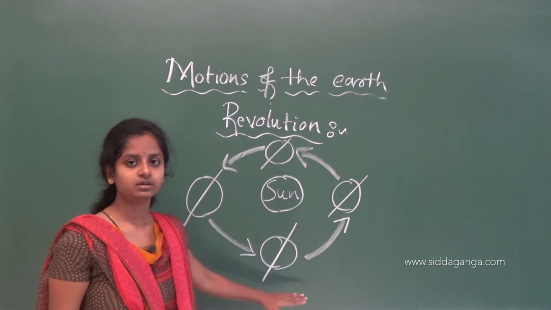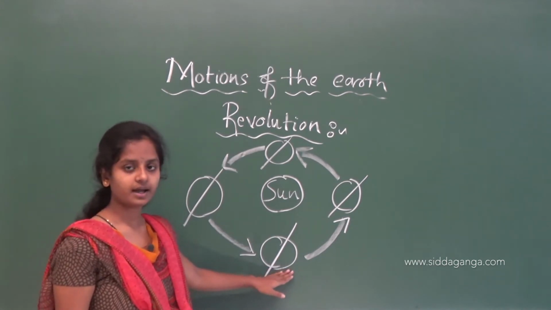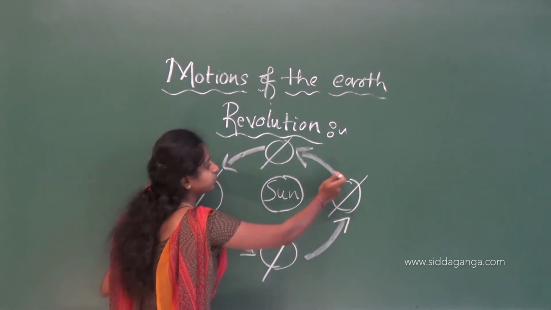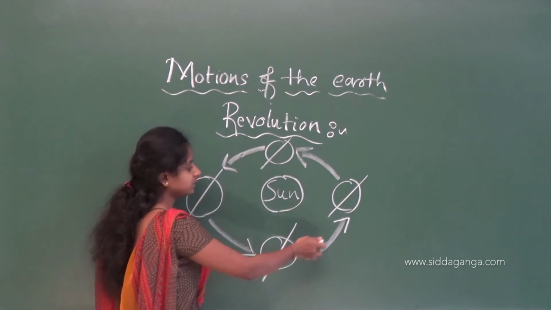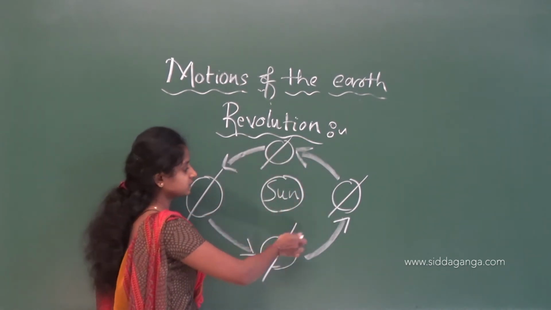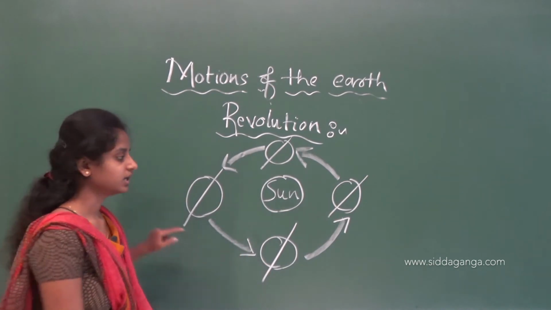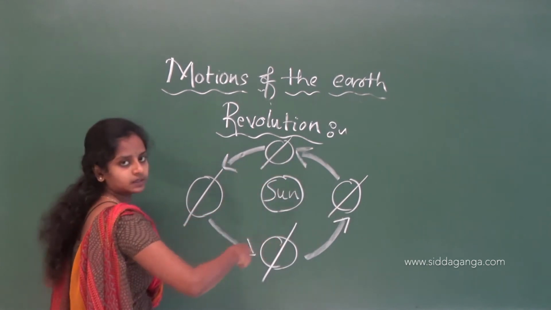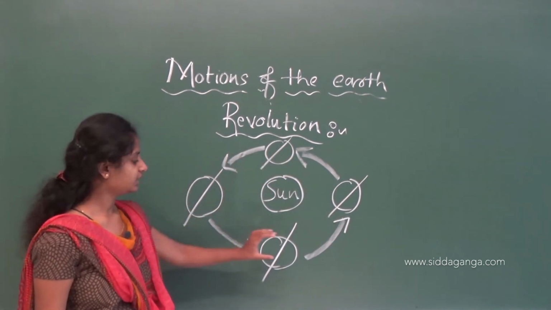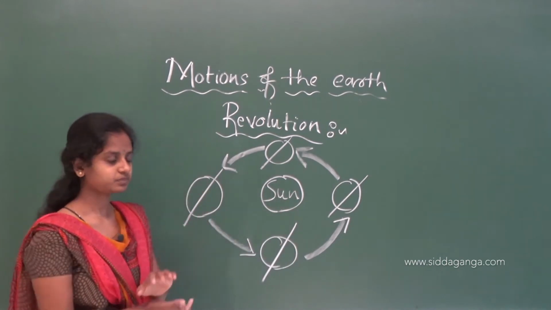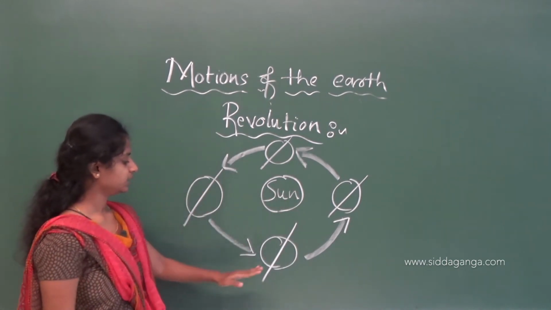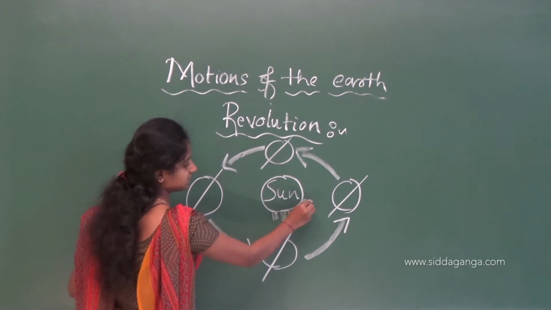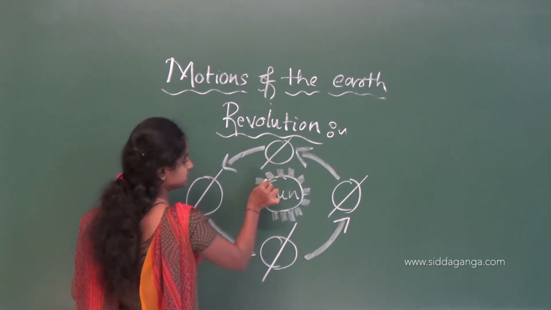Imagine earth is here and you see that this earth is slowly moving around the sun in a fixed path. This earth is moving around the sun in a definite elliptical path. This is the sun, and it will give radiation like this on the earth's surface.